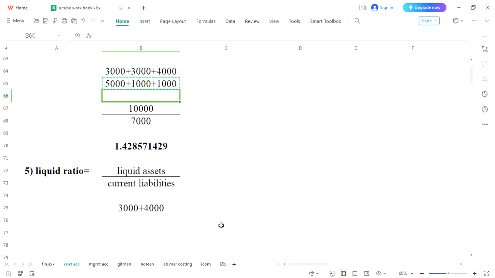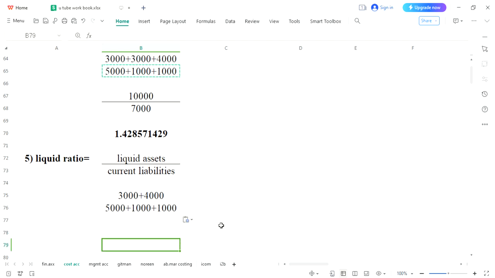I'm just letting it down again. Okay guys, we have our liquid assets. At the same time, current liabilities are also mentioned. Liquid ratio is now ready to be calculated.